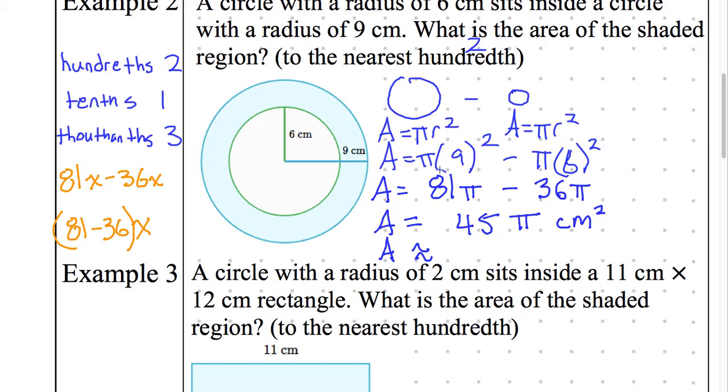Ellery. 141.37 centimeters squared. And notice that Ellery rounded correctly to the nearest hundredth, to 2 decimals. That is our answer.